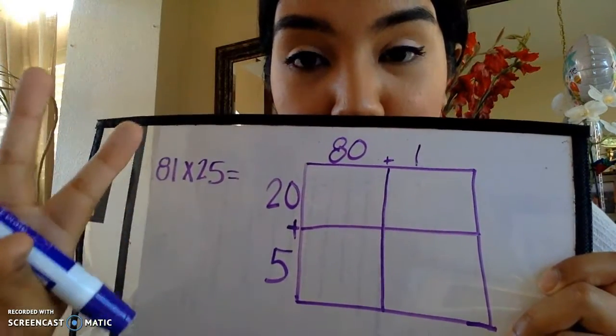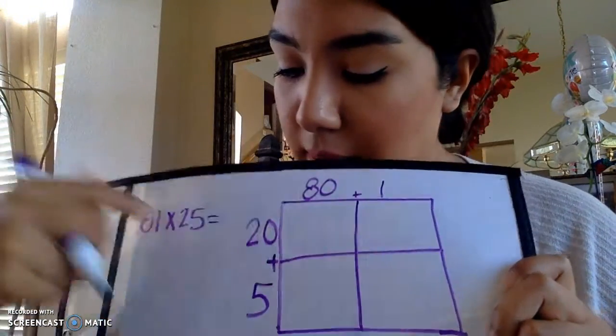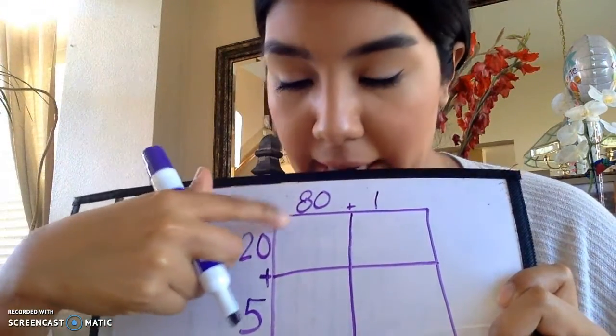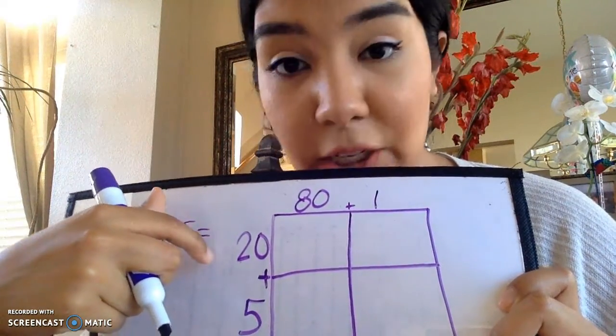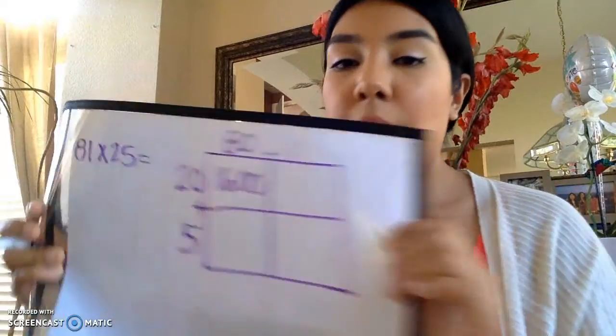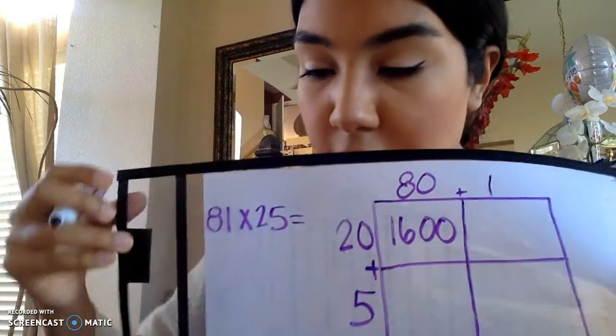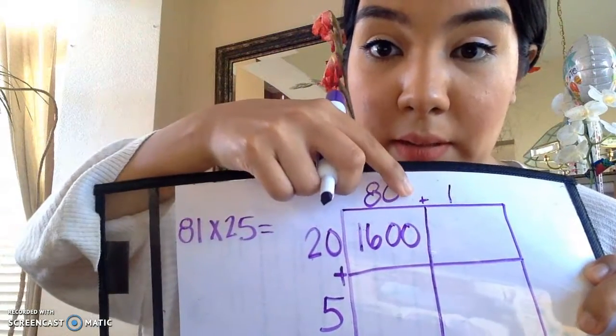Next step, step number 2, is to multiply. So we're going to first start with the 20, and we're going to multiply it with our 80 and our 1. So what's 20 times 80? Remember, we could use mental math. Let's start with 2 times 8 is 16, and then we add the zeros. So 2 times 8 is 16, and there are 2 zeros, making it 1600. So we already did 20 times 80, now we need to do 20 times 1. So 20 times 1, that one's easy, is 20, because anything times 1 is the number itself.